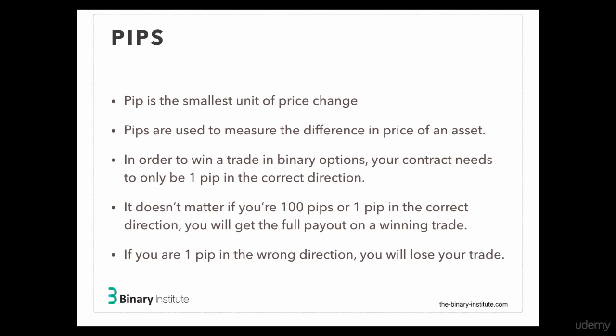Now, it's also important to mention that if you are 1 pip off of the strike rate in the wrong direction, you will lose your trade and you will be out of the money. Now, in traditional retail trading, it's a bit different. Depending on what you're trading, your profit will be completely dependent on the price movement of the market. If there's very little price movement, it's not worth selling the asset to earn a small profit. Even more, sometimes you will be required to wait several days or weeks to see a substantial price movement that will allow you to see a significant profit.